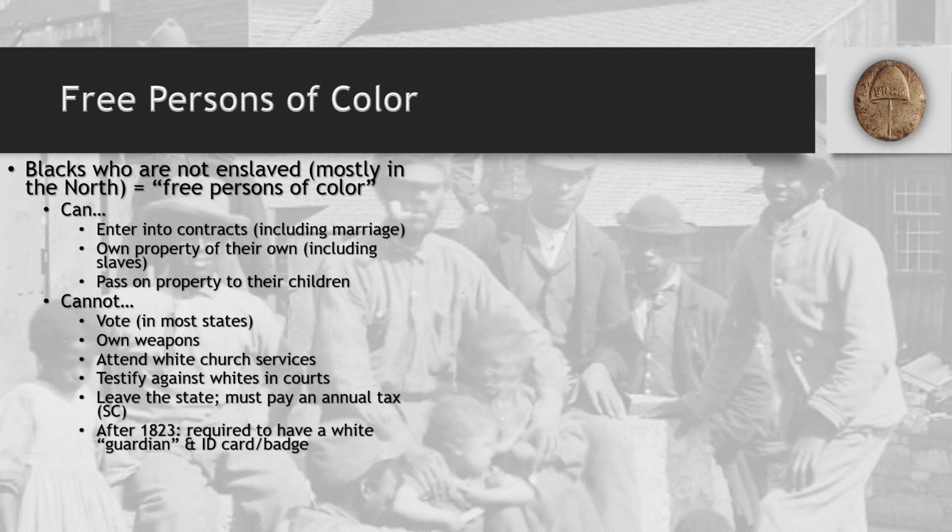After 1823, in some cases, they are required to have a white guardian of some sort, like a chaperone, to vouch for them, essentially, so that they are not mistaken for someone who is an escaped slave. And they have to carry an ID card or sometimes even a badge saying that they are free, like this one up here you see at the top right. Again, not too dissimilar from the badges for individuals who are slaves. This one simply says free at the top, around this bell-shaped relief.